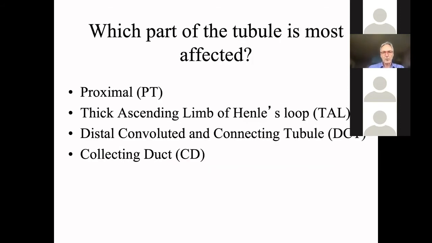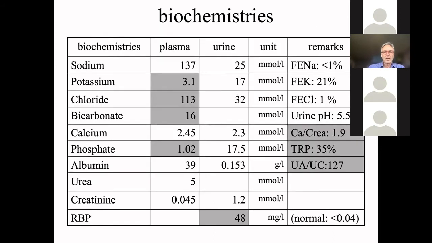So which part of the tubule is most affected? This is the proximal tubule. This is the thick ascending limb of Henle's loop. This is the distal convoluted tubule or the collecting duct. And this, of course, is the proximal tubule. This is renal Fanconi syndrome.